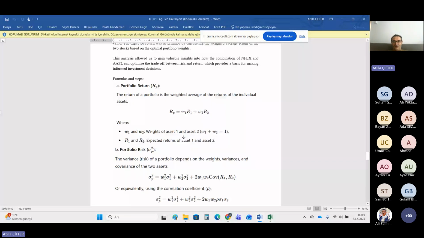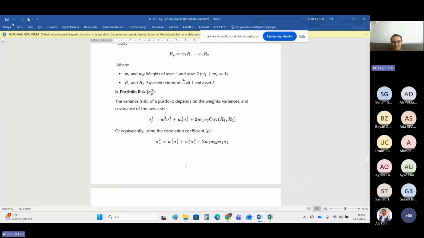For portfolio return, if you have two individual stocks, we first need to calculate the expected return of this portfolio. So how can we do that? We need to split our money between these two stocks. So weight 1 and weight 2 are like proportion 1 and proportion 2. And the sum of these proportions is equal to 1. R1 and R2 are the expected returns for asset 1 and asset 2.